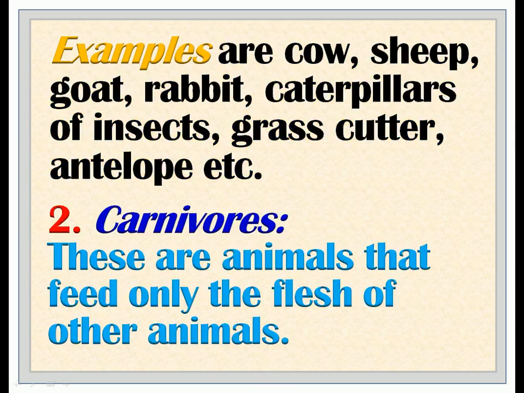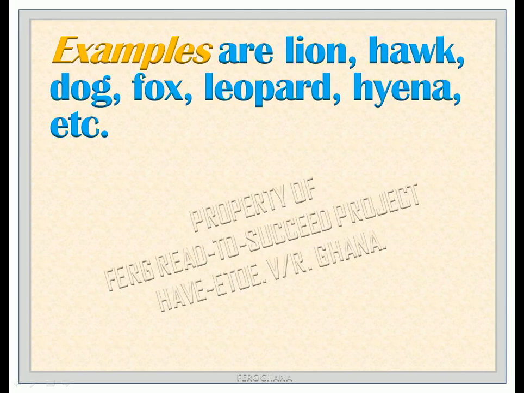2. Carnivores. These are animals that feed on the flesh of other animals. Examples are lion, hawk, dog, fox, leopard, hyena, etc.